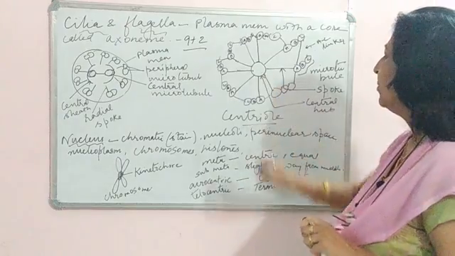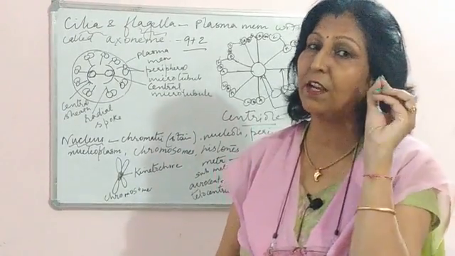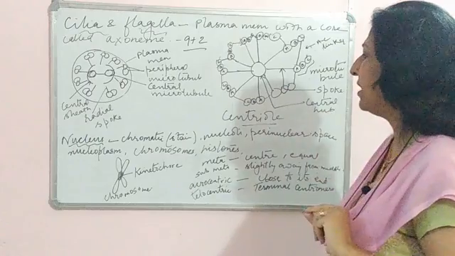Now this is the centriole. Centriole, how do they arise? They arise from the basal body. Got it? So cilia and flagella and centriole.